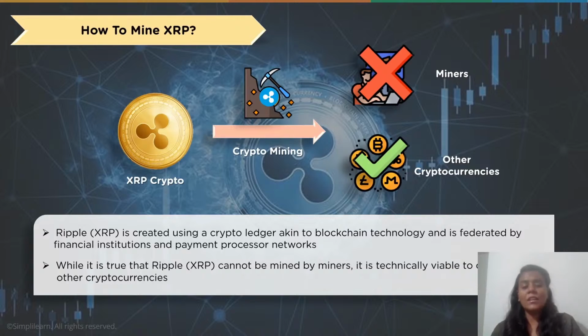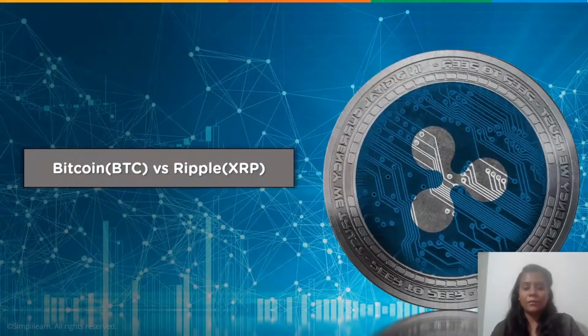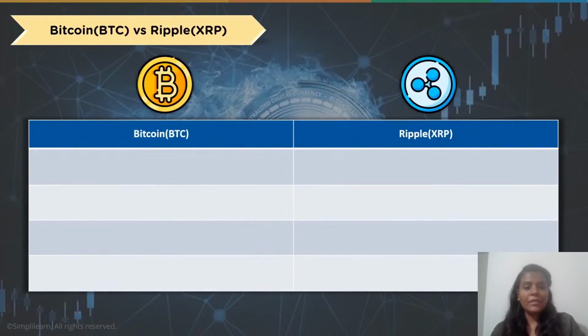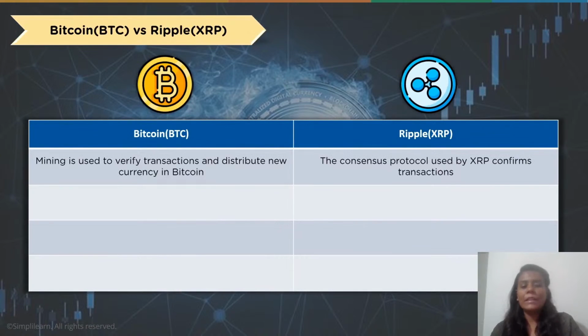So as we have discussed all the basics of Ripple, let's dive deeper and have a look at how it differs from Bitcoin. To verify transactions and distribute new currencies, Bitcoin employs mining. Participants set up mining devices to solve complex mathematical equations, with the first person to solve the equation winning the right to add a block of transactions to Bitcoin's network. Then participants receive Bitcoin rewards for each block they add in exchange for Bitcoin mining. Whereas the consensus protocol used by XRP confirms transactions. For a transaction to be accepted, it must receive the approval of a majority of validators who actually review it.